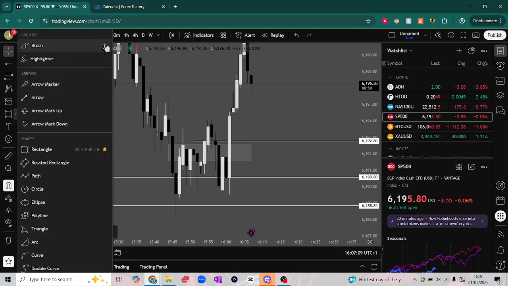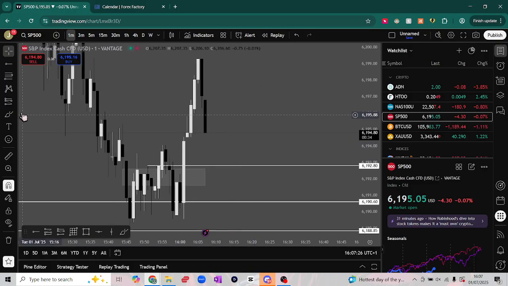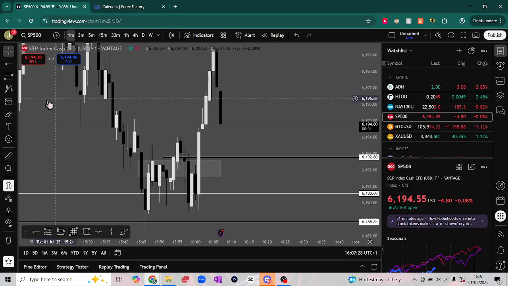One sec, I need to highlight my brush. So we then came down here, and then I was waiting for a reaction back up, and that would have been my entry point, right? Which we didn't get. So now what we got here was, instead we came back down, we inverse this gap.